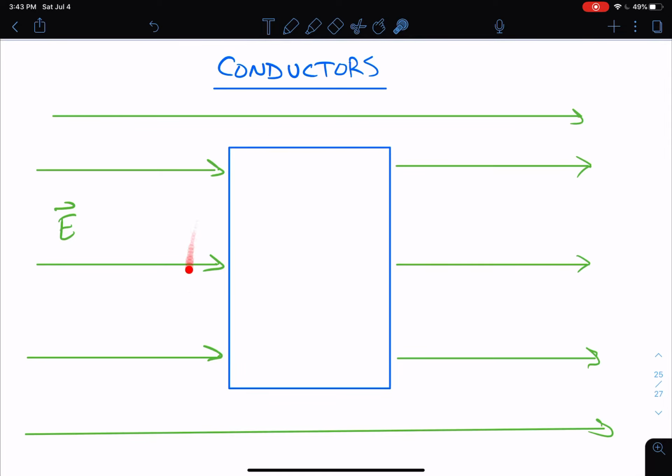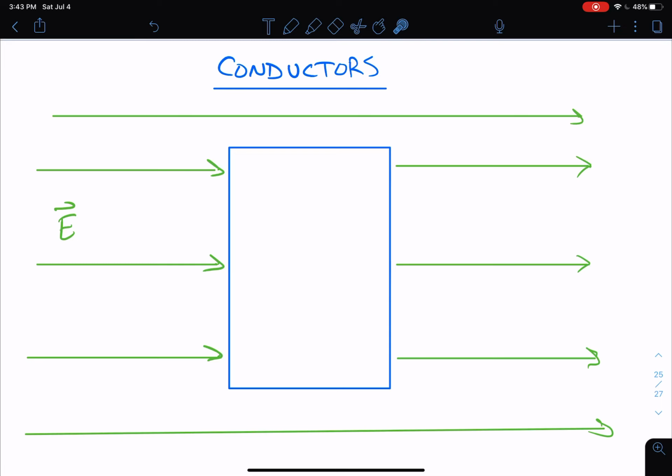What we have here is a neutral block that has been immersed in an E field. And the E field is pointing to the right as shown. And additionally, the block is a conductor. And what that means is that the charges can move freely through the conductor.